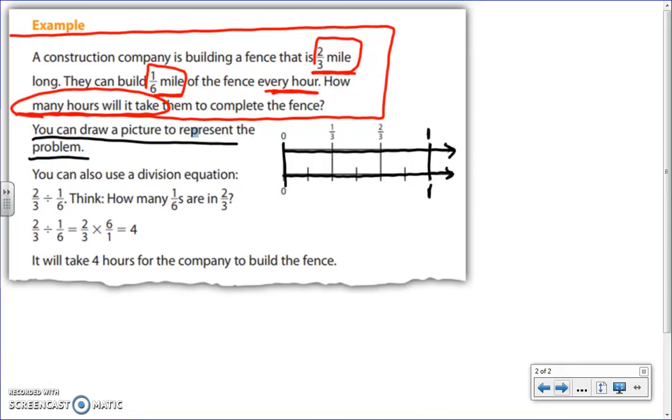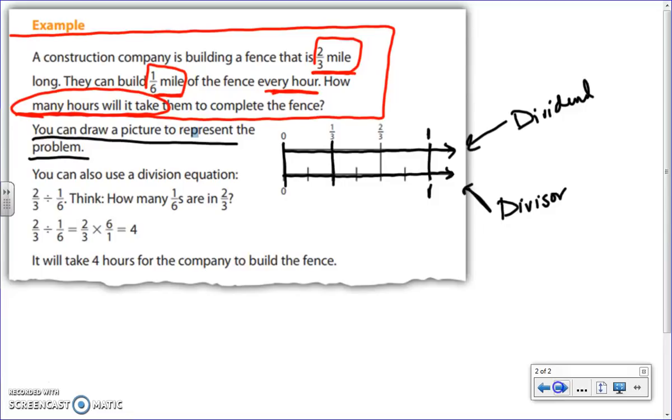The top is divided into 1/3 pieces because 2/3 represents how far they need to go. This is called the dividend. Okay, and that's the part that's being divided by. The bottom line is the divisor. Okay, and that's the number you're seeing how many times will fit into the dividend. So this is always the case when we've done the double number lines visually.